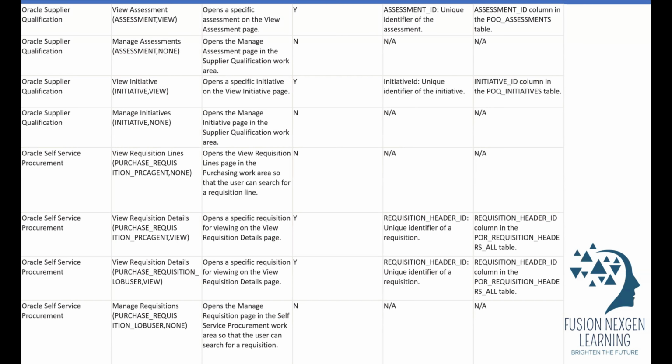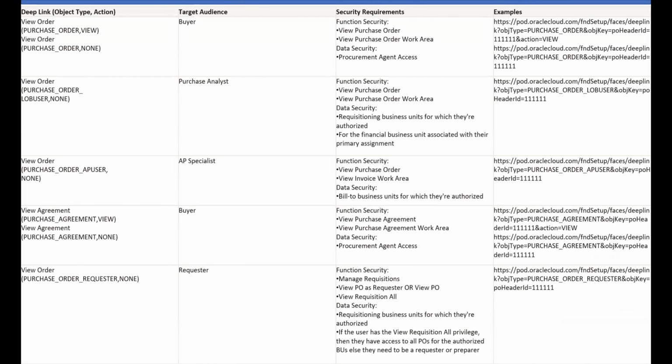Now what next? You can use self-service as I mentioned and demonstrated. These are for self-service. Then these are the deep link examples. So what will be your target audience? Whether you are configuring for buyer, purchase analyst, AP specialist, or requester, accordingly you can configure the deep link. This is the example given so that you can look at it and accordingly try it in your environment and then implement it.